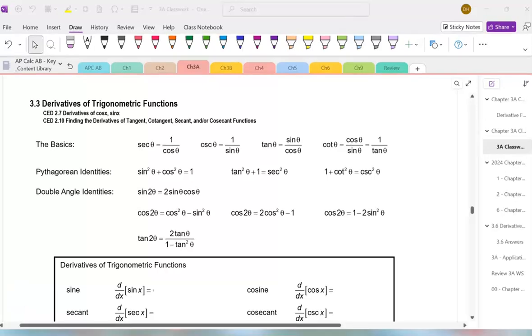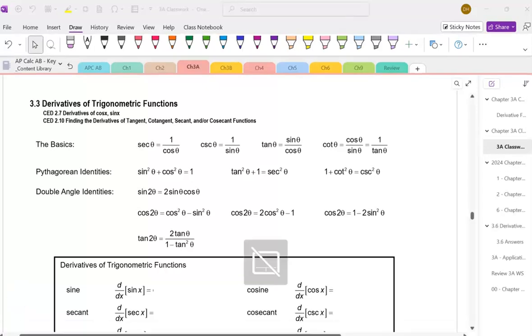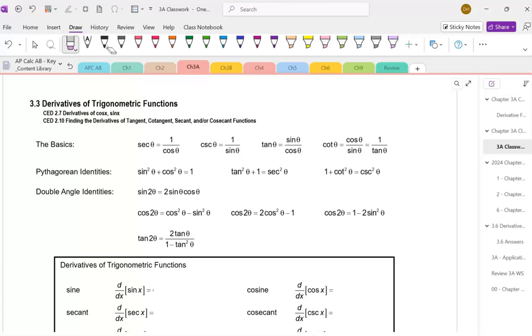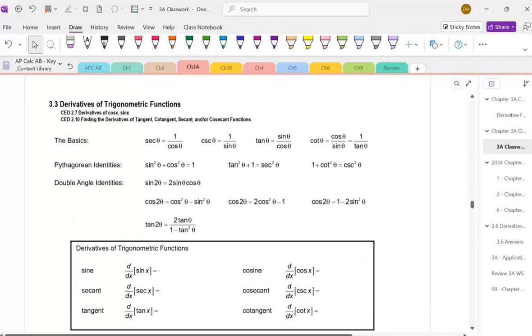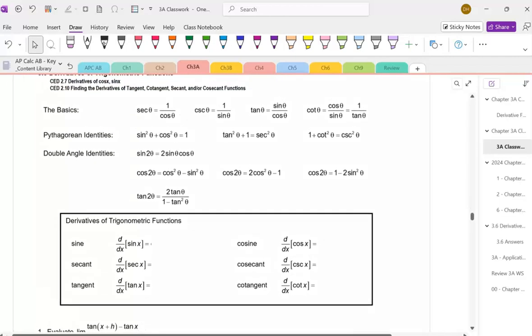In section 3.3, we're going to go over the derivative of trig functions, and this is simply a section that you're going to have to memorize. There is an entire proof as to why, and it uses the limit definition of a first derivative, the limit as h approaches 0 of f of x plus h minus f of x all over h. That goes into this, but we are just going to simply memorize the derivative of trig functions.